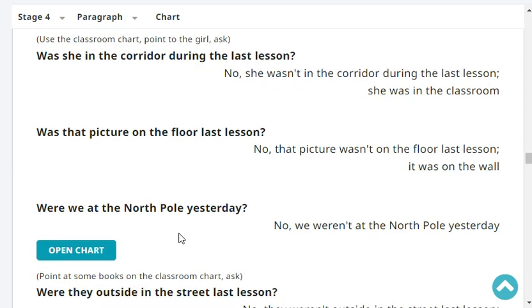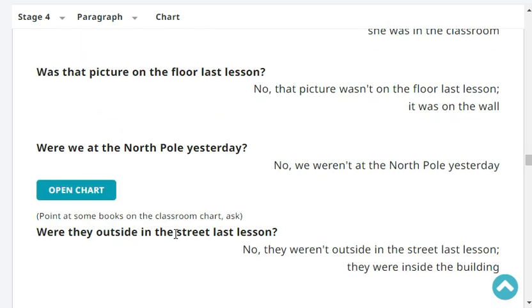Were we at the North Pole yesterday? No, we weren't at the North Pole yesterday. Very good. Were they outside in the street last lesson? No, they weren't outside in the street last lesson. They were inside the building.